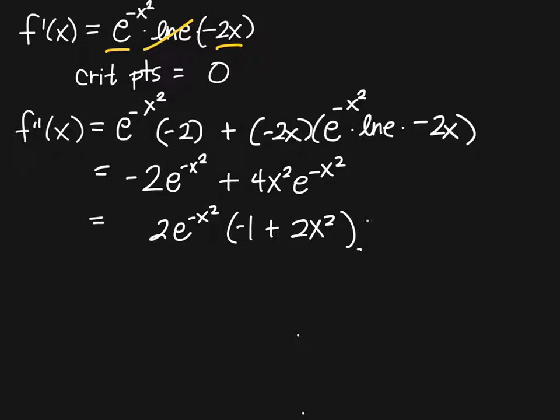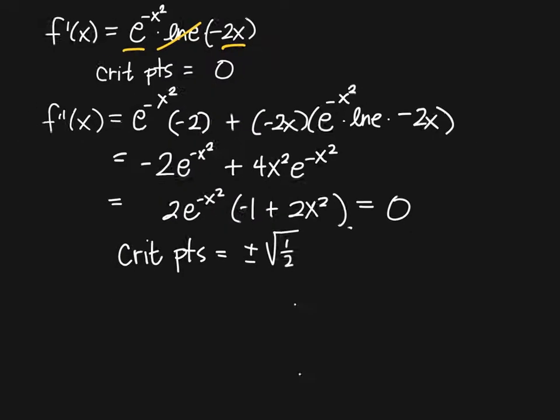I'm going to set that equal to 0 and undefined, and I'll get critical points from that. When I set that equal to 0, I'm going to get plus or minus the square root of 1/2. So I now have 3 total critical points, a critical point that was produced from the original derivative and 2 critical points produced from the second derivative.